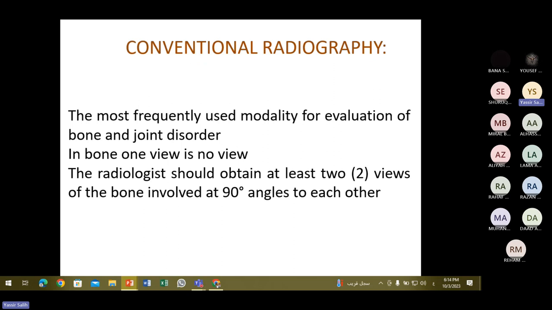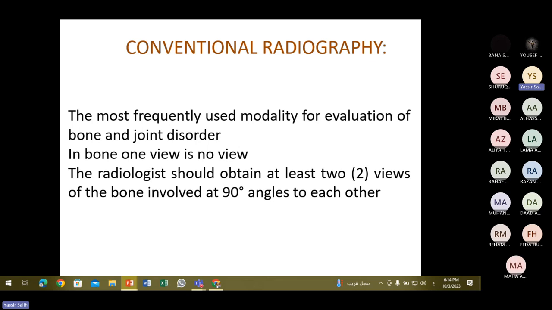So, as we mentioned, conventional radiography or plain X-ray is the most frequently used imaging technique for evaluation of bone and joint disorders. Usually, we have to request at least two views, because one view is usually misleading or misdiagnosed, and you can miss many abnormalities in one view. So you have to request at least two views for many conditions. These two views should be at 90 degrees to each other to make a three-dimensional study. One view usually does not help us in identifying many diseases.